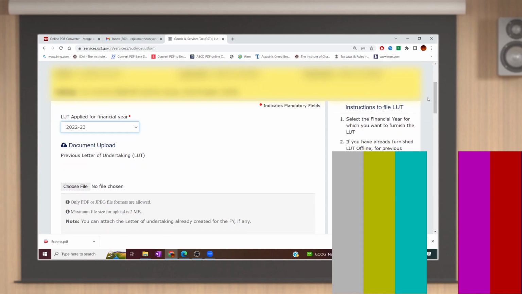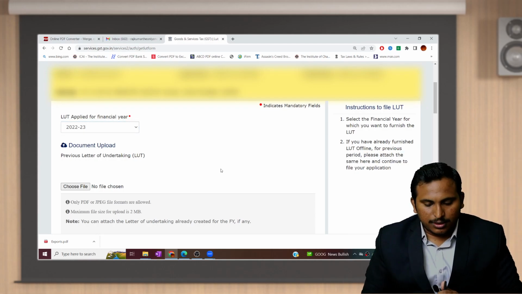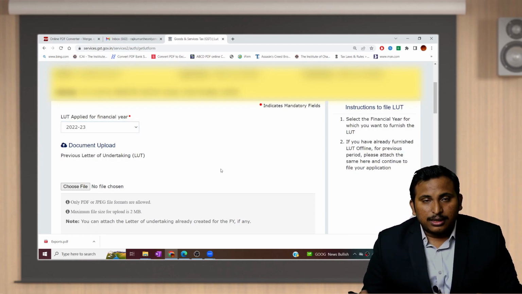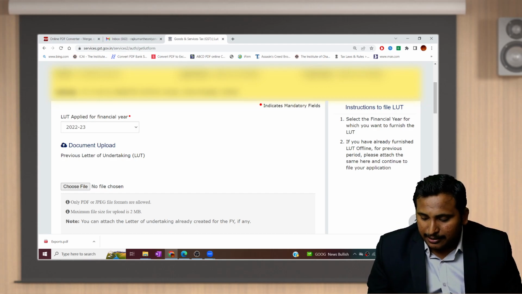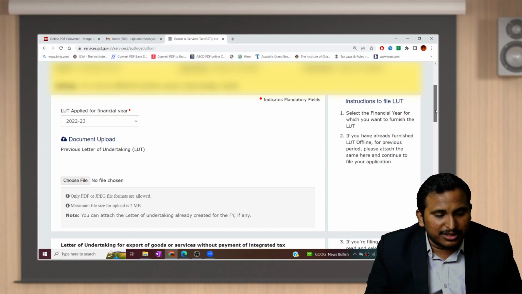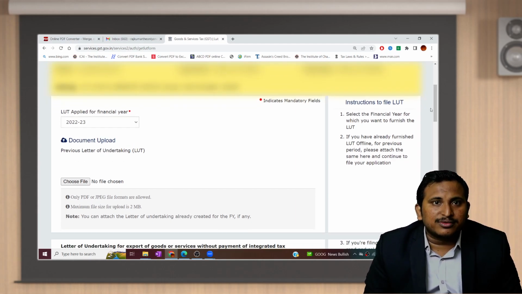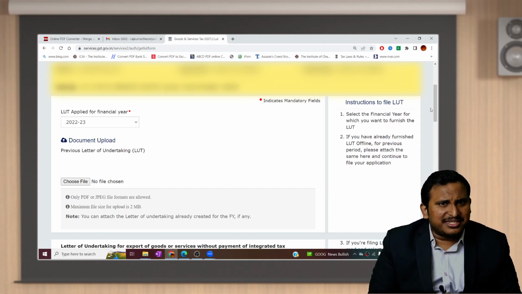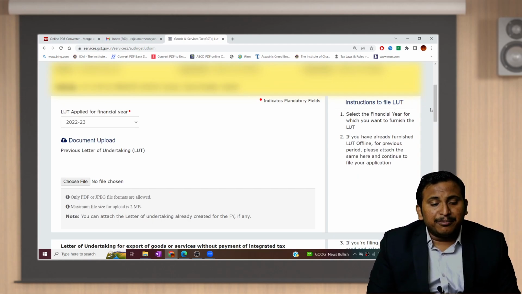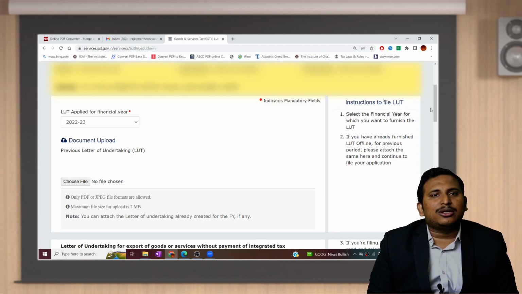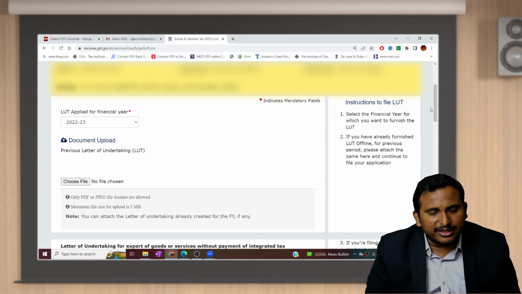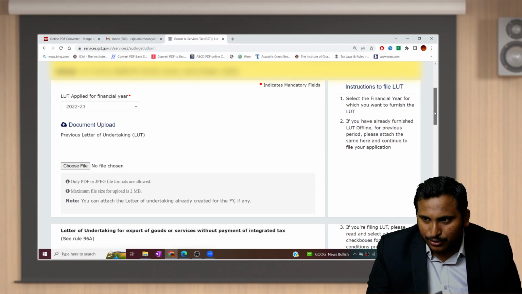Now they are asking you to upload a document. Let me proceed, sir. First you select the year, then you select the previous LUT, if any. Previous LUT means, if you have submitted any last year. But is last year's submission compulsory? No. It may be there or may not be there. This is not a mandatory field. If you have that copy, please submit it. If not, please leave it. It is absolutely not required. That's why the red mark is not there.